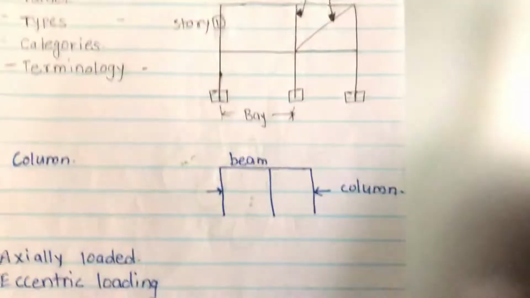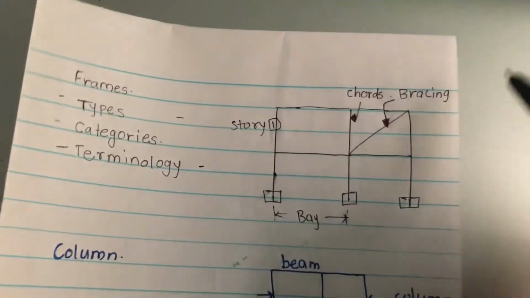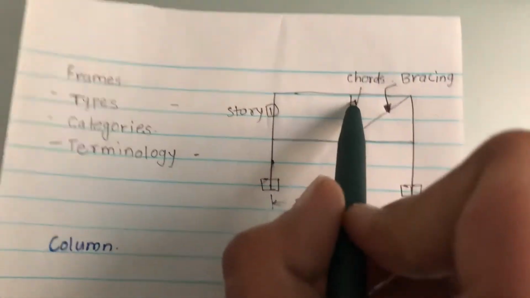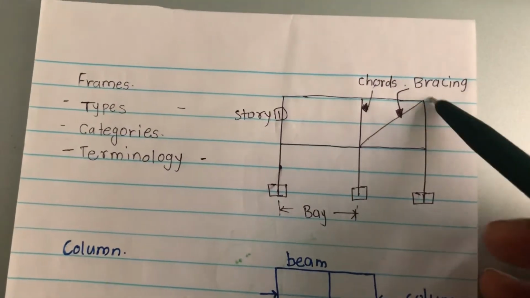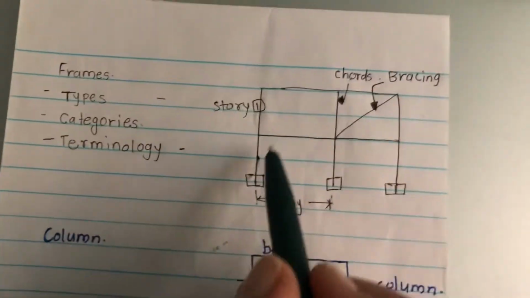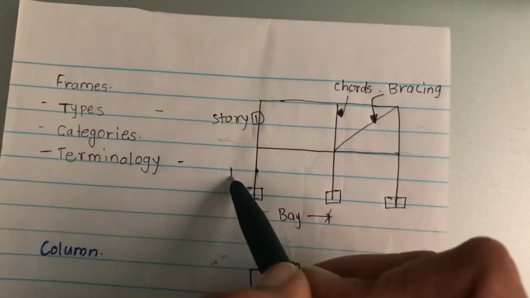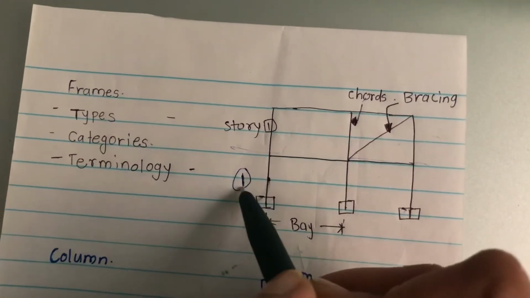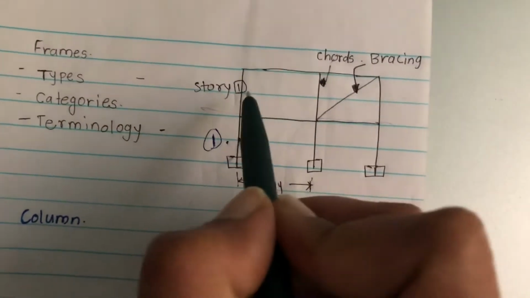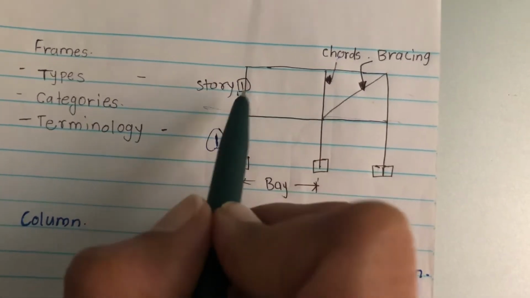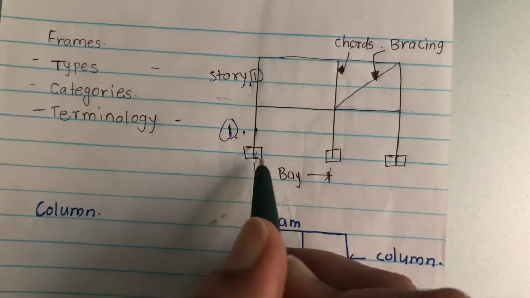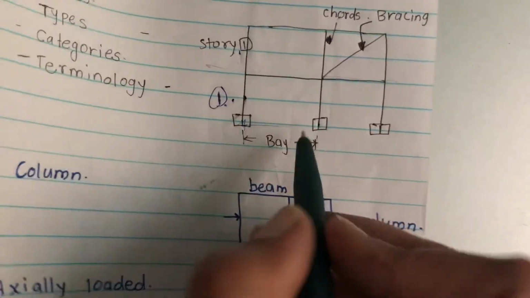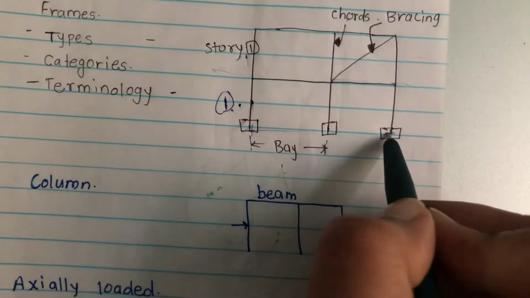So this is a structure of frames in which the vertical members are called columns, and the inclined diagonal members are called bracings. The whole structure is considered as story 1, the ground story or the base story. This is story 2, or the first story. The distance between two vertical columns is considered as a bay. These are the restraints.